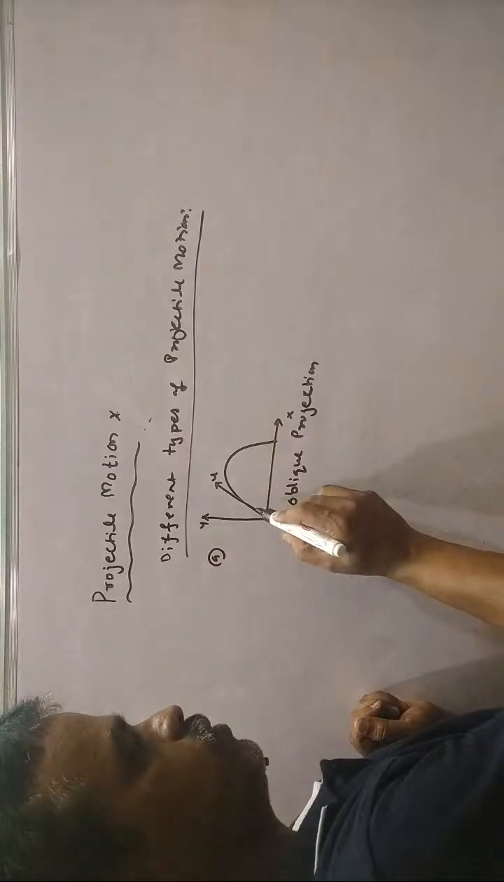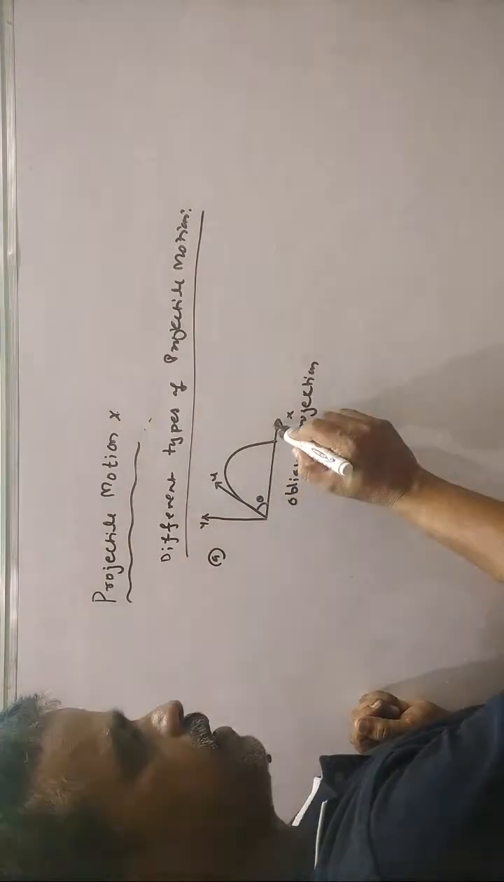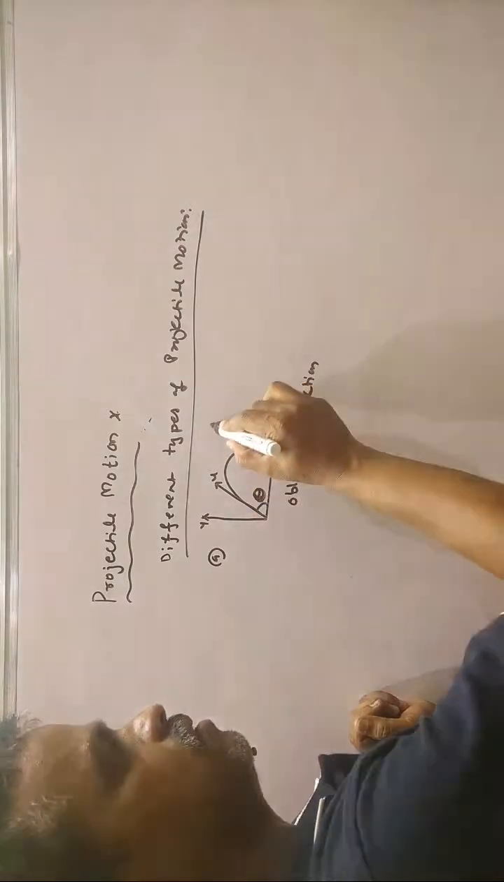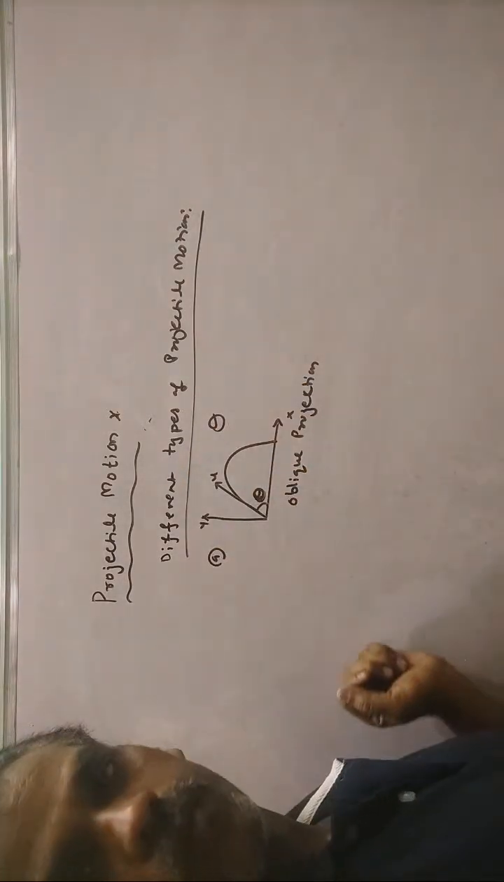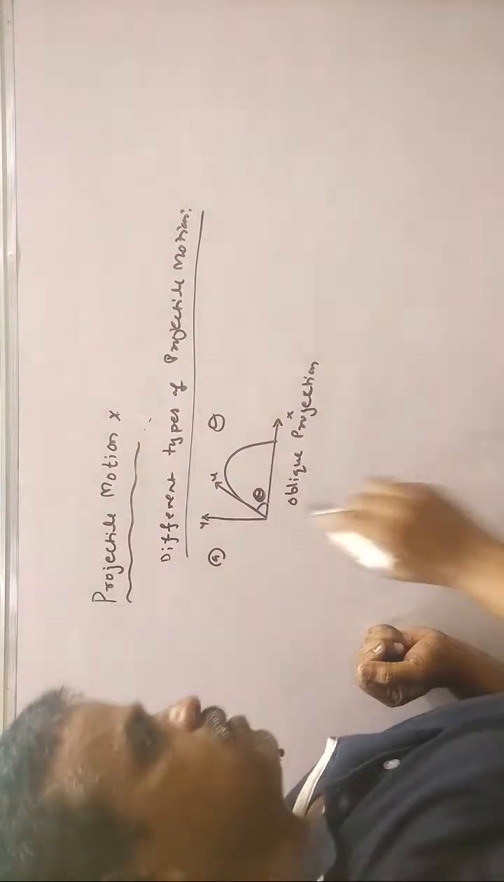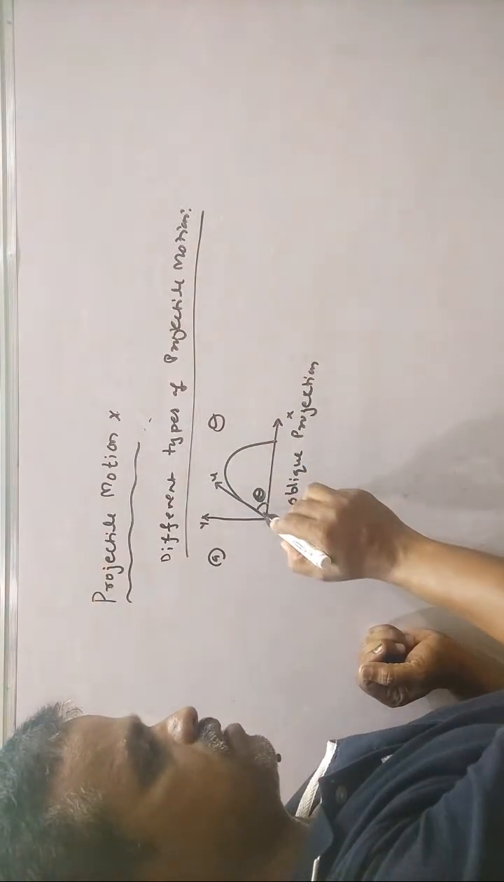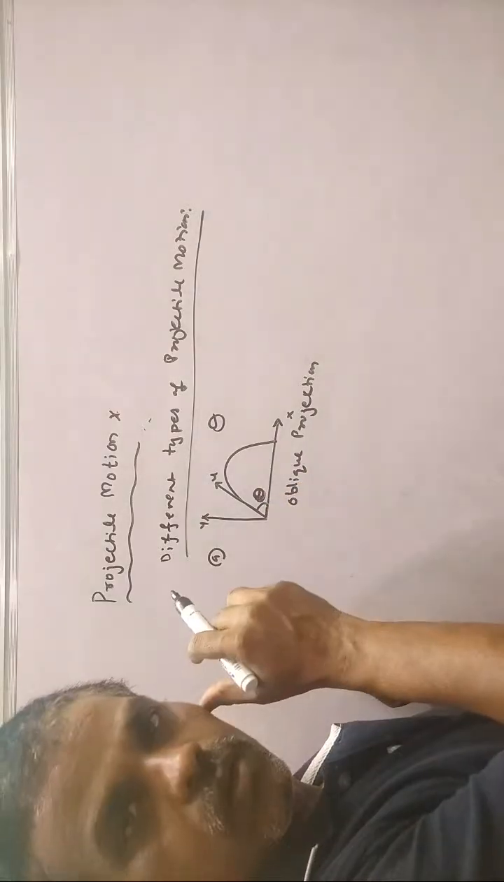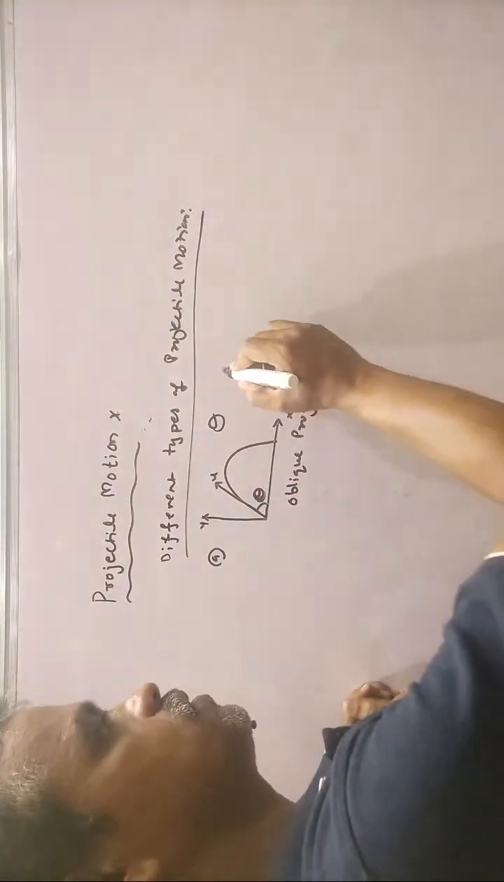Oblique projection. The velocity vector is making an angle theta with the x-axis. The angle we can call theta. So the initial velocity vector is making angle theta along with the x-axis. Okay.